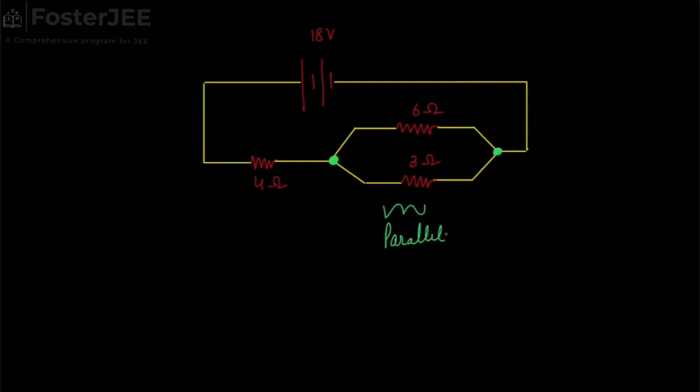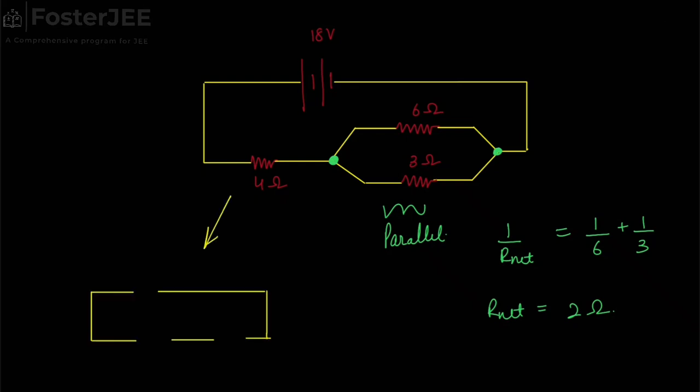Hence, can we say that these two resistors are in parallel? So, the net of these two resistors, R net, will be given by 1 upon R net equals 1 upon R1, that is 6, plus 1 upon R2, that is 3, which on solving gives R net equals 2 ohm. Hence, this circuit can be reduced to a battery of 18 volts, and this resistor is 4 ohms, and this resistor is 2 ohms.